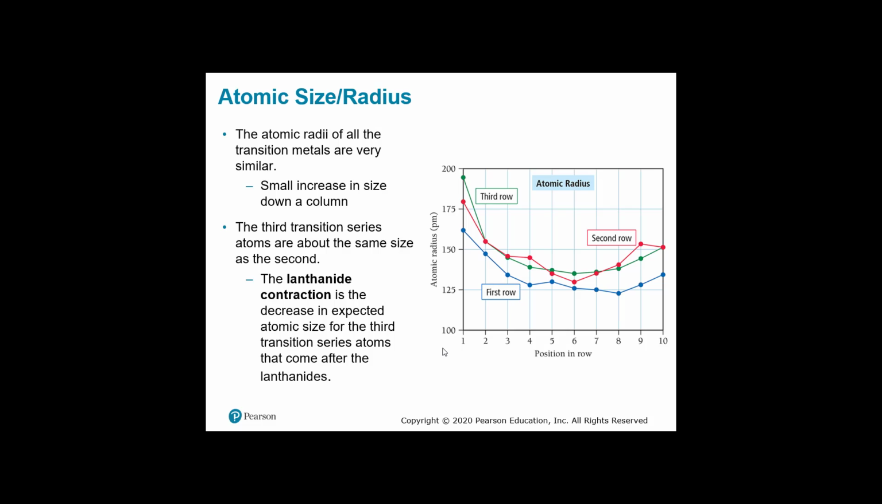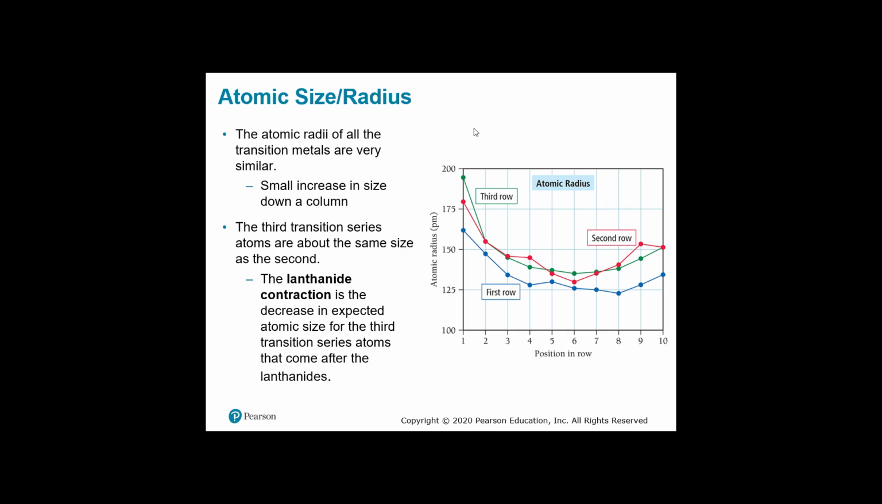The atomic radii of all the transition metals are very similar. You can see there's a small increase in size down a column. The green is the third row, red is the second row, and the first row is here. The third transition series atoms are about the same size as the second, because there's not really a big change. That's why when we learned atomic radii, the transition metals were never really discussed, because it gets kind of complicated when you're first learning this.